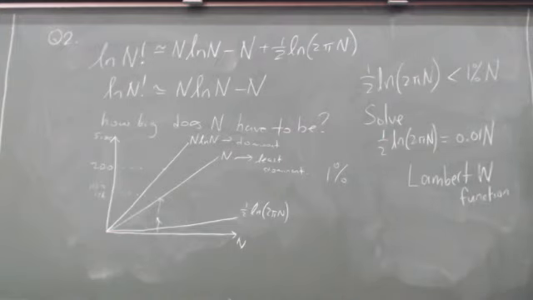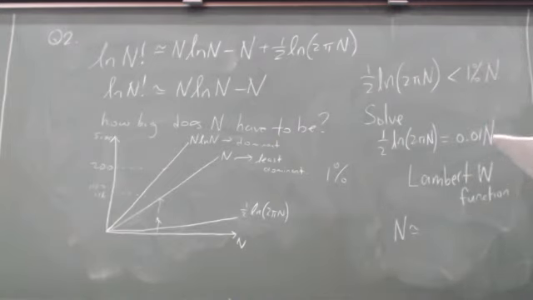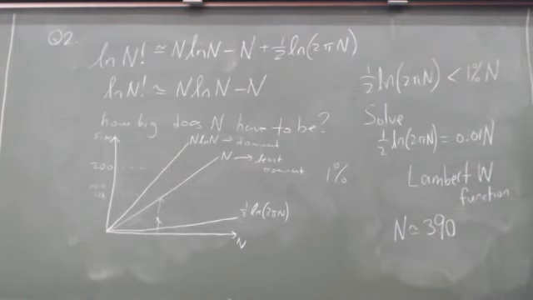But you can very easily do it in Mathematica. If you just put this in Mathematica, it tells you that n is approximately 390. So once n gets past 390, you can ignore this term up to 1% error. And if you want to do a bit better, you can also do 0.1% of n. Then all you have to do is add another 0, so this is equal to 0.001 n.